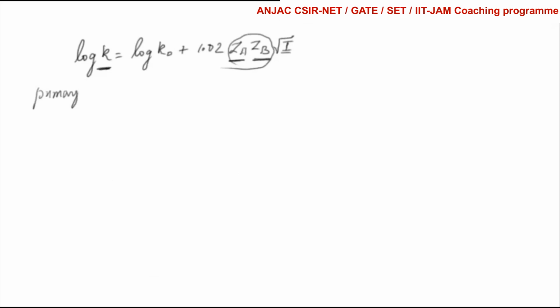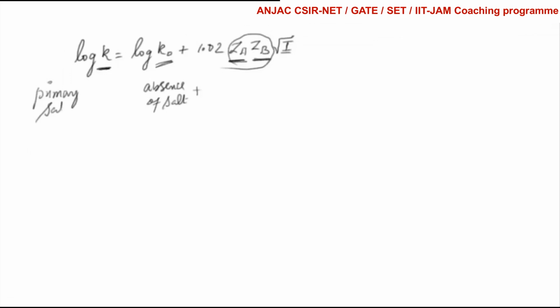K is the rate constant of your reaction due to the salt effect. K naught is the rate constant in the absence of salt effect. And ZA, ZB are the charges over the reactants A and B, and I is the ionic strength. If you see this, first we will see the graphical representation, and then we will see how many types of problems can be asked using this equation. So far no problem has been asked, but it can be asked.